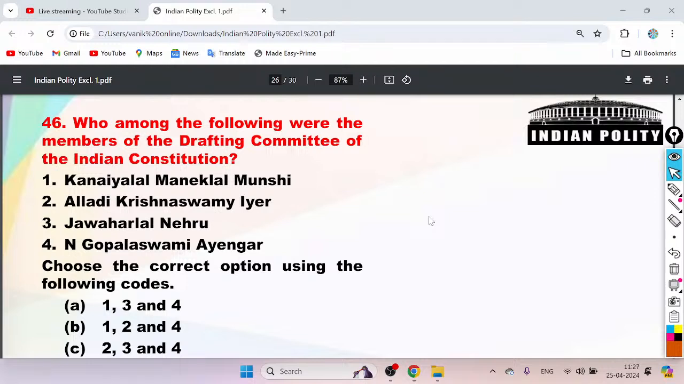So Kanhaiyalal Maniklal Munshi was there, Alladi Krishnaswamy was there, Jawaharlal Nehru was not there, N. Gopalaswamy Iyengar was there. Apart from that, Muhammad Sadullah, Alladi Krishnaswamy Iyer, B.R. Ambedkar, N. Madhav Rao, T.T. Krishnamachari, Syed Muhammad Sadullah. So 1, 3, 1, 2, 4 will be the answer. B.